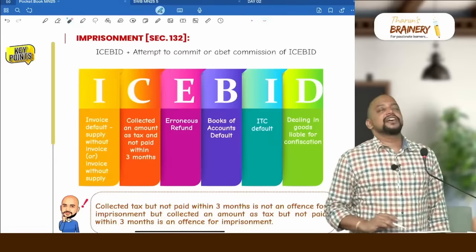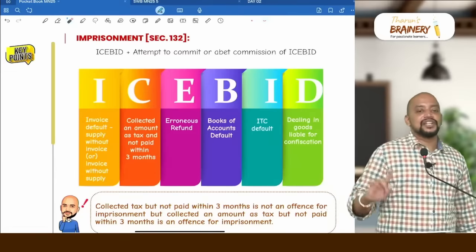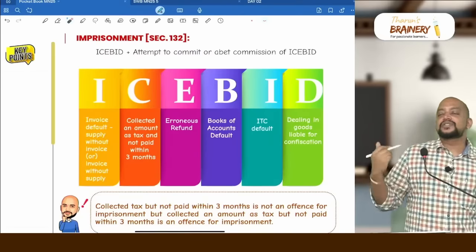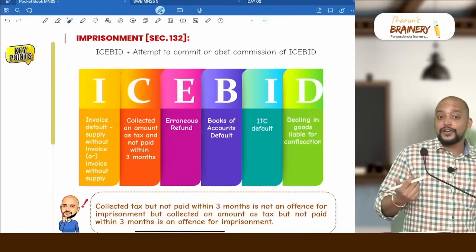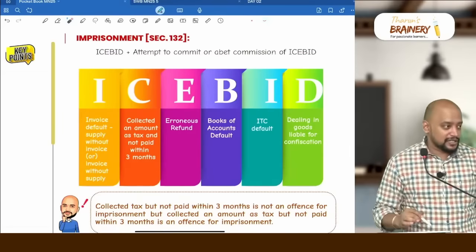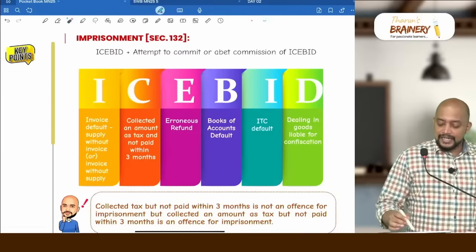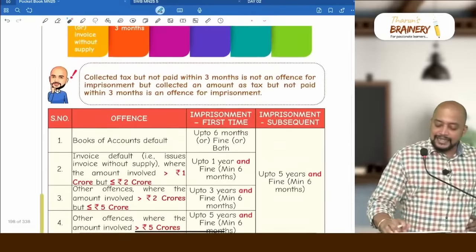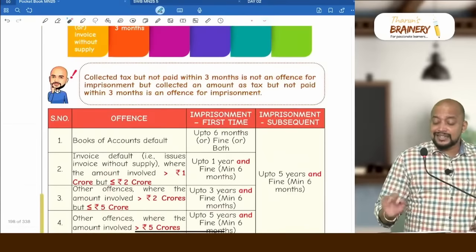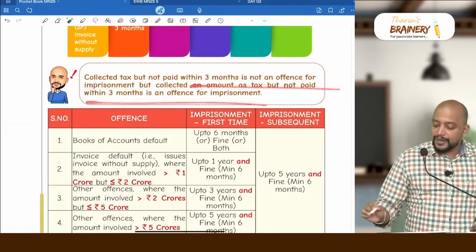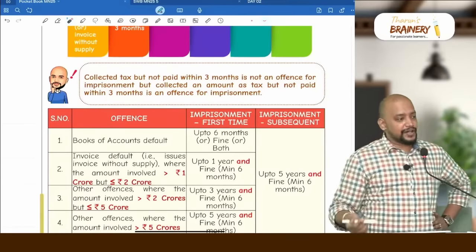Got it? That's why whenever a taxpayer is caught in GST, that particular consultant of the taxpayer will sweat in the AC room, because he will have a fear. Under abetting to commit an offence, he may be caught. Got it? Then that is about this. And in this case, you can see collected tax but not paid within 3 months is not an offence for imprisonment, but collected an amount as tax but not paid within 3 months is an offence for imprisonment.